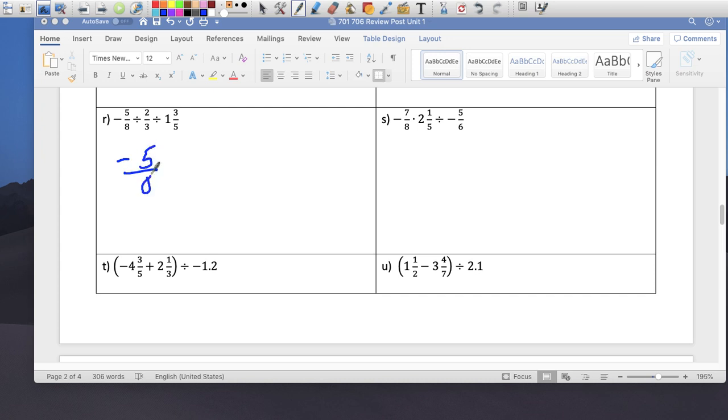Change it to multiplication, right? I'll change that to multiplication too. But 1 3/5, remember that 1 3/5 is 5 times 1 is 5, it's 8 over 5, right? We can change it to 5 over 8. Is there anything we can simplify? Oof. No. So, it's negative times positive times negative. It's going to be negative.